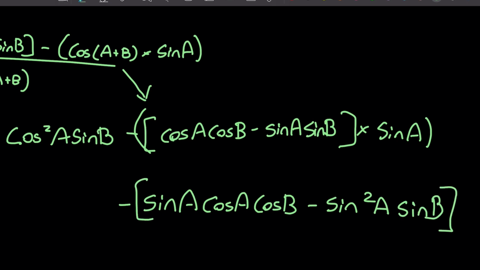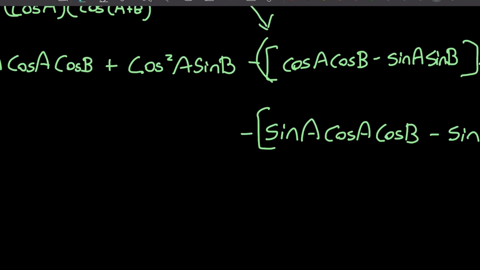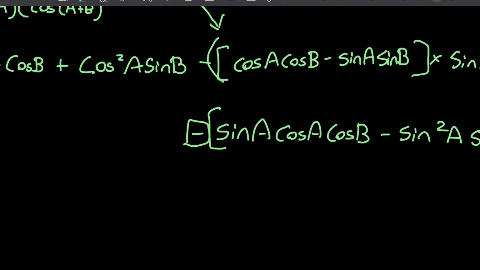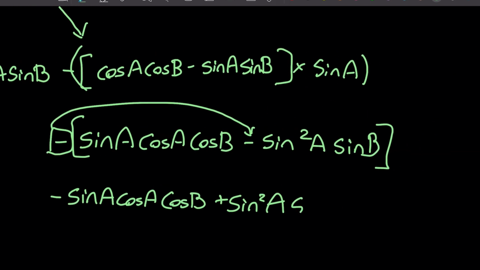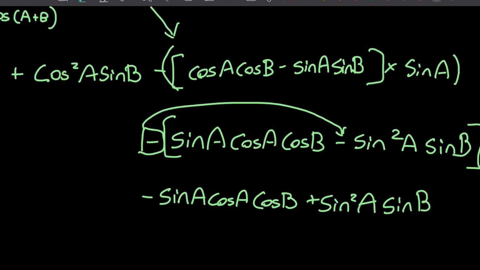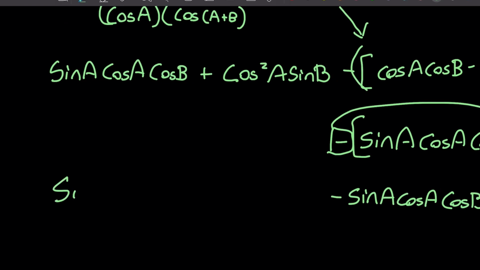and now when we distribute the negative sign, we'll have minus sine A cos B, and negative times negative is just positive, so it's plus sine squared A sine B. And over here we'll have sine A cos B plus cos squared A sine B.